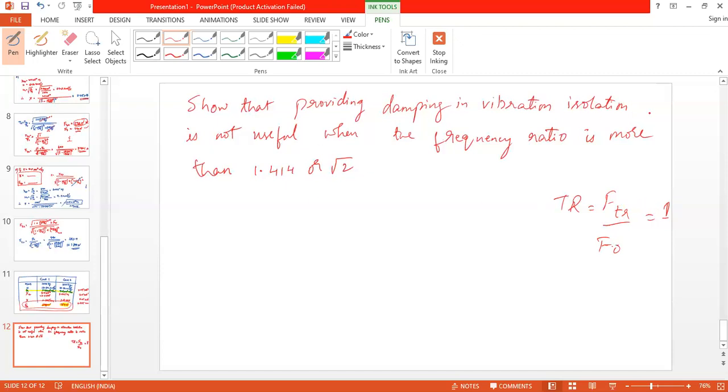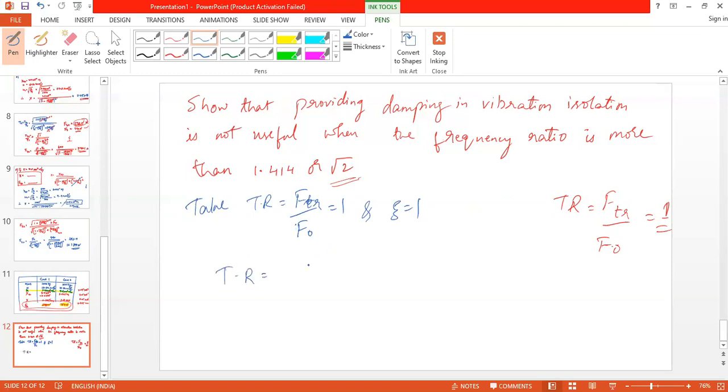If I want to prove that the vibration isolator is not useful when the value of omega by omega n is more than √2, then I should get the answer which is equal to 1. So take the transmissibility ratio, that is F_TR by S0, equal to 1, and zeta equal to 1. Now you find the value of omega by omega n.